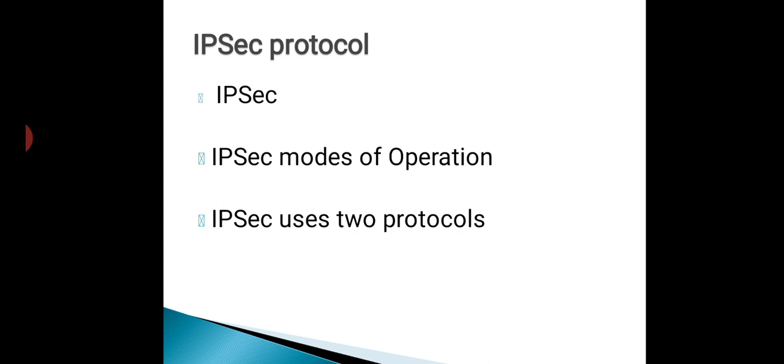IP security is a set of protocols and mechanisms that provides confidentiality, authentication, message integrity and replay detection at the IP layer. The device, firewall, gateway or any other router on which the IP security mechanism resides is called a security gateway. Okay, the next point is IP security modes of operations.